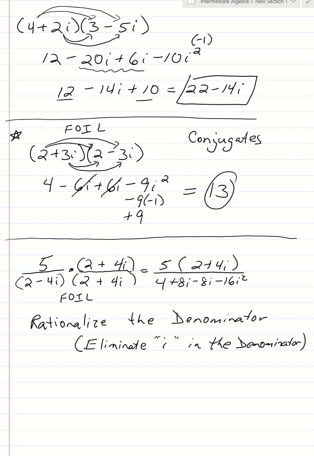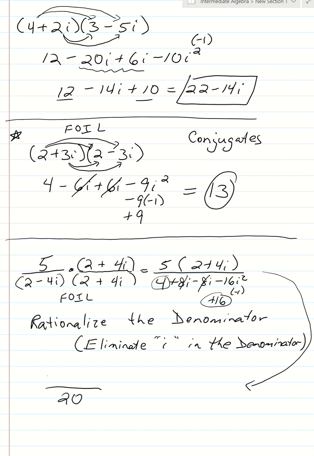Now let's see what we can do to simplify this a little bit further. Well, in the denominator, and I'm going to have to bring this down below, in our denominator, the 8i and the negative 8i will cancel. What can we do with that negative 16i squared? Well, remember, since i squared is the same thing as negative 1, that negative 1 is being multiplied with the negative 16, which would give you a positive 16. And the 16 and the 4 can be combined to form the number 20.